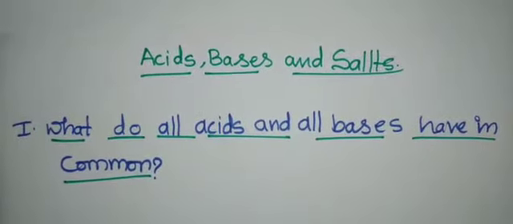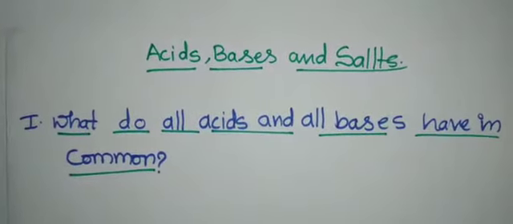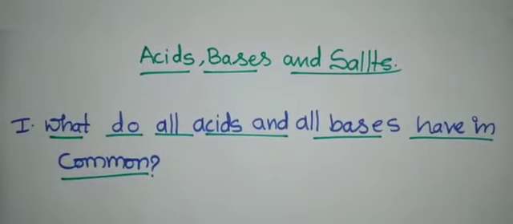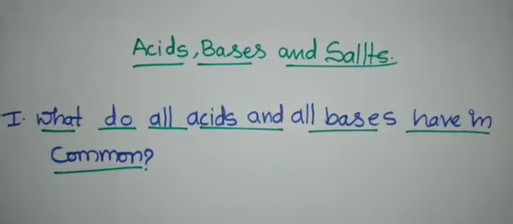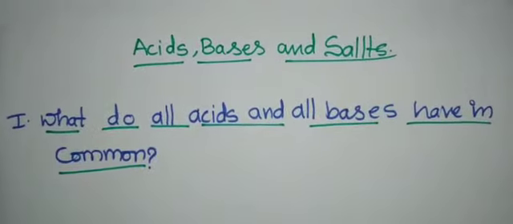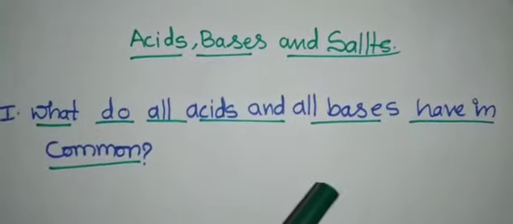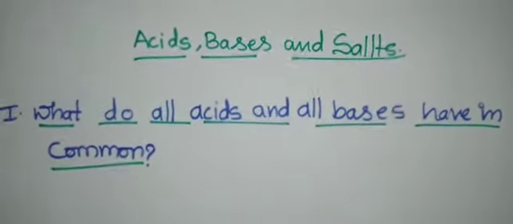We are learning the chapter acids, bases and salts. In the previous class you have learnt about reaction of metallic oxides with acids and reaction of non-metallic oxides with a base. Right. So in today's class you are going to study about what do all acids and all bases have in common.